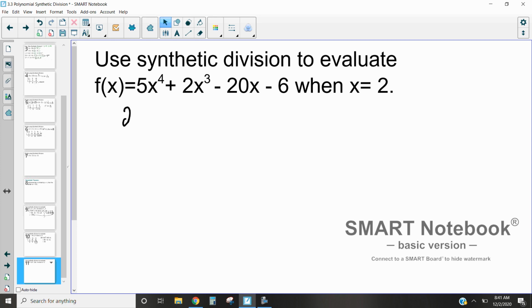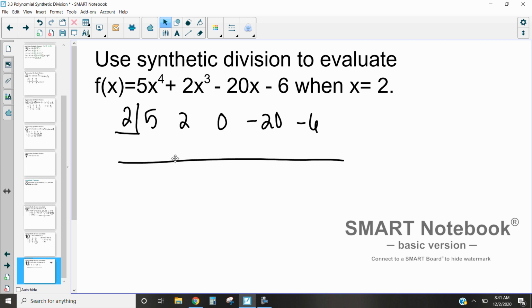Okay, let's do this one last time where we just do that synthetic division. So we have a 2 here. We are going to write out our coefficients. So 5, 2, don't forget our 0 for the x squared, -20, -6. Our remainder or our answer is going to be right here. We're going to drop down our first one.